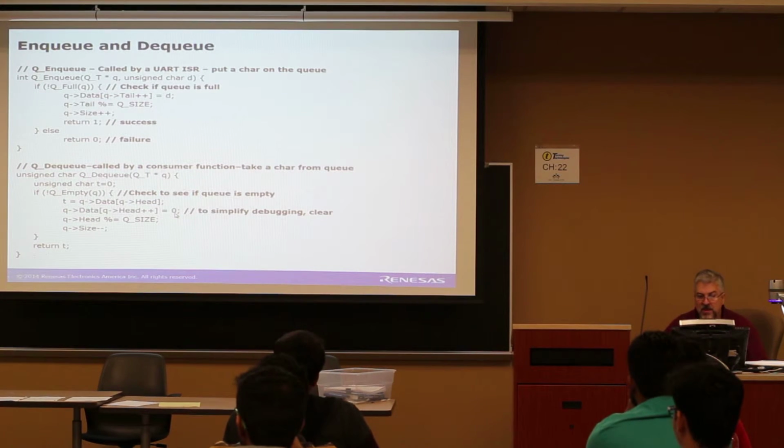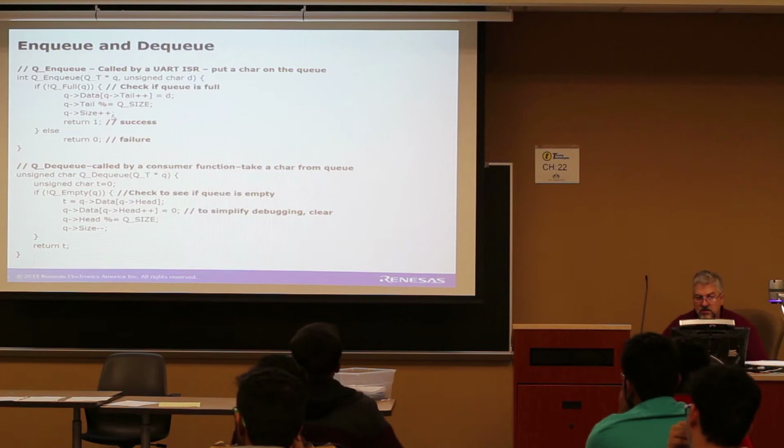And by the way, we also zero it out because there's no longer any data in there that we want. Also, you might be all the way at the end of that array, and so you'll use this modulo to wrap back around. And of course, you need to decrement the size. Enqueuing, you incremented. Dequeuing, you decremented. Looks pretty easy, right?